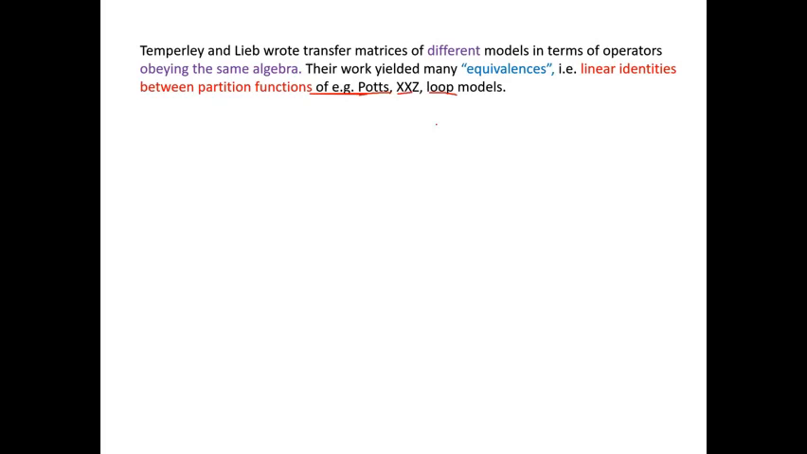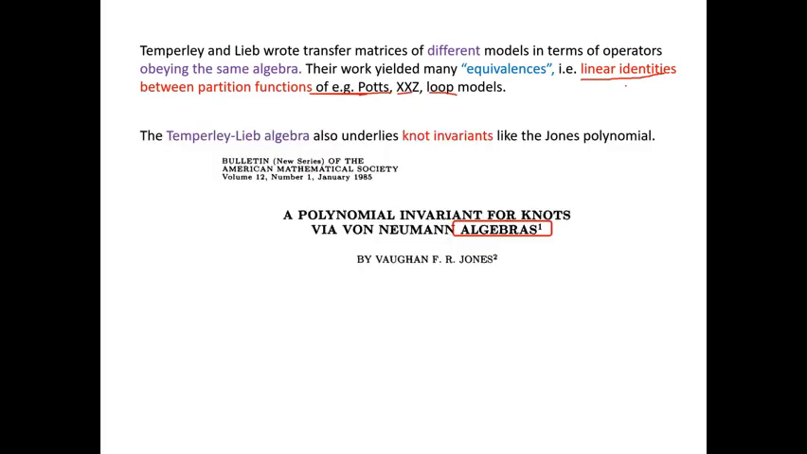The algebra they wrote down is called the Temperley-Lieb algebra. I'm not going to write it down because I'm not going to use it, but the idea was brilliant. They showed these different models could all be written in terms of generators satisfying the same algebra, and thus you might expect them to be related. As a consequence, you could derive linear identities between their partition functions that satisfied these different relations.